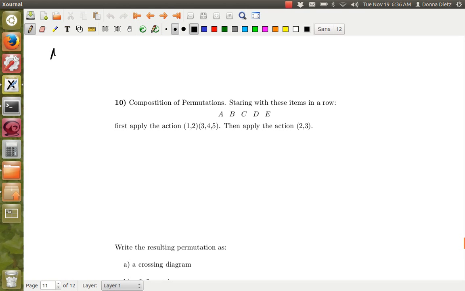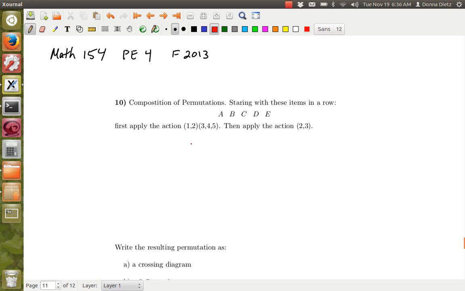Okay, so this is the Math 154 practice exam for fall 2013. This is composition and permutations, and this is very much like the change ringing question, except that I can make the actions a little different.